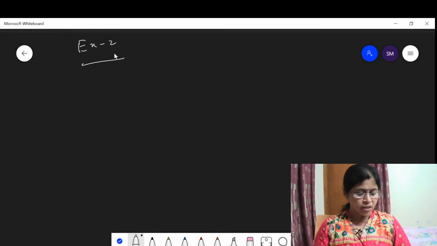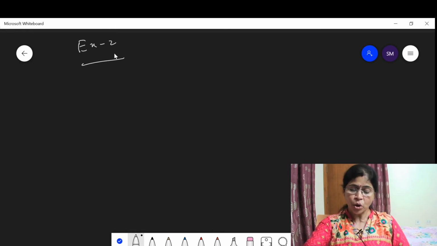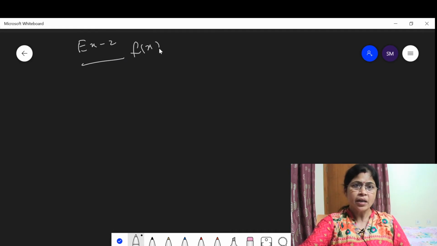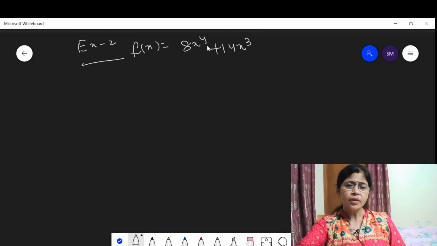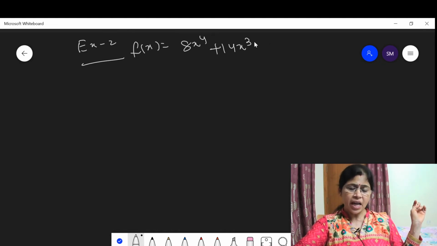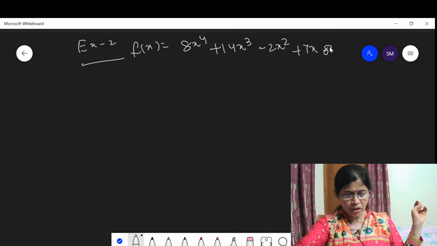Here another question says: what must be subtracted from... at first try to understand the question. Here f(x) is given, 8x fourth, which is a biquadratic expression. I also told you, at first try to keep the exponents of the variable in descending order: 8x fourth plus 14x cube minus 2x square plus 7x minus 8.